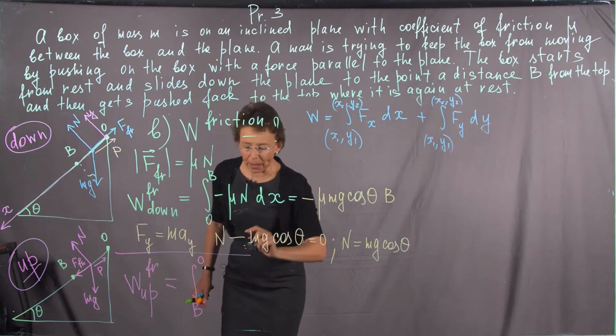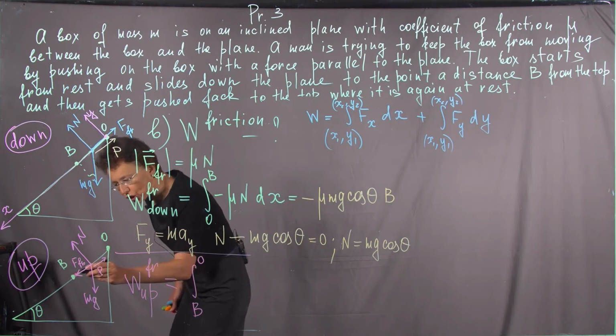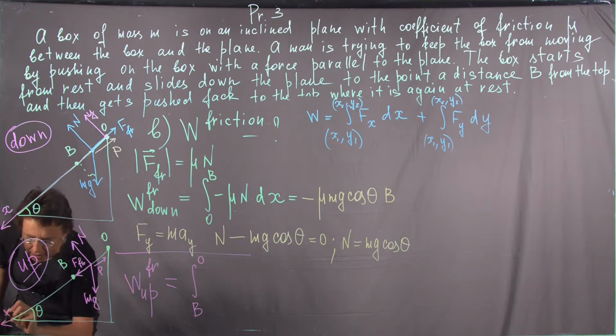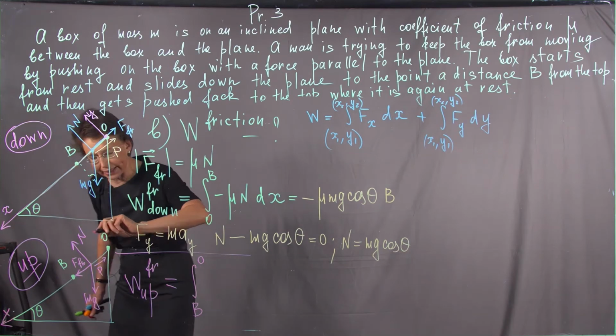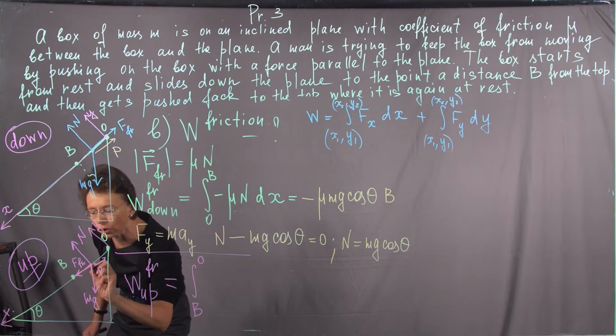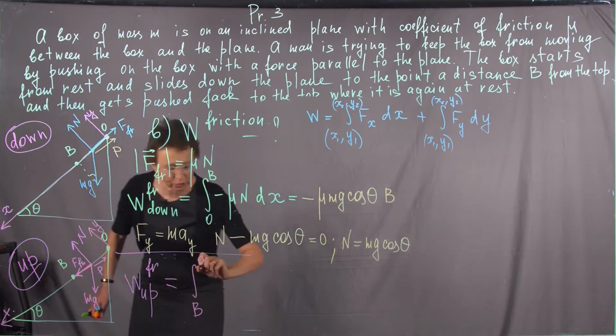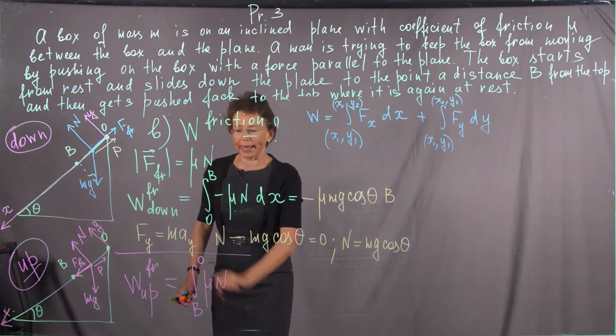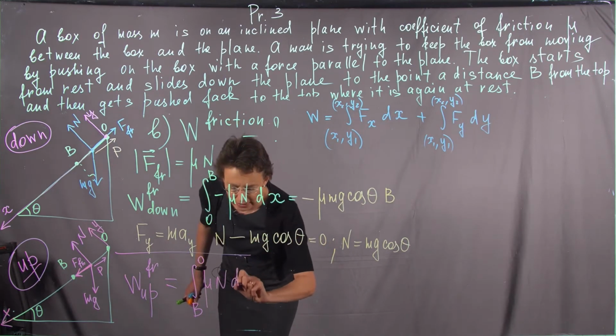I need F sub x. Force of friction is down. My choice of x is down the inclined plane. So the projection of force of friction on x is positive. That's why I put plus mu n dx.